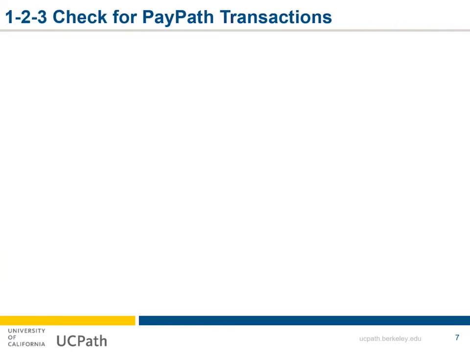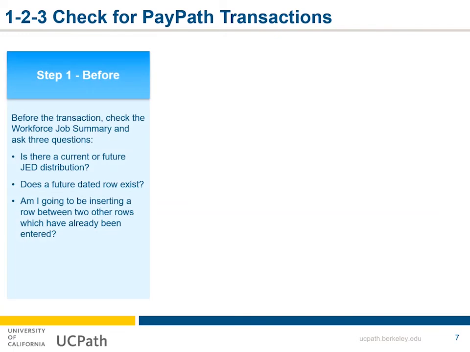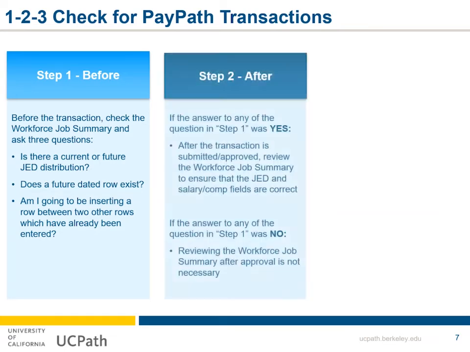The best way to mitigate these issues is to follow a 1-2-3 check for each PayPath transaction. Before the transaction, check the workforce job summary and ask 3 questions. Is there a current or future dated JED distribution? Does a future dated row exist? Am I going to be inserting a row between 2 other rows which have already been entered?